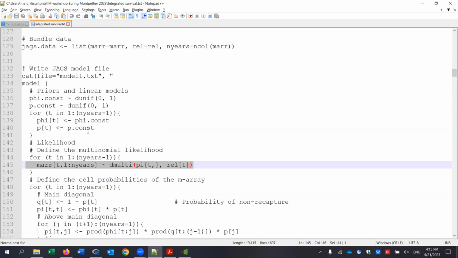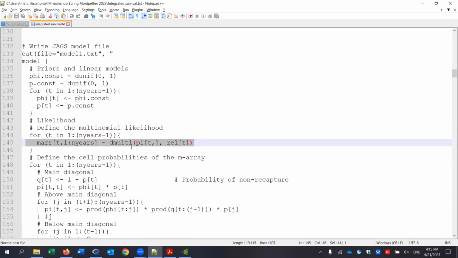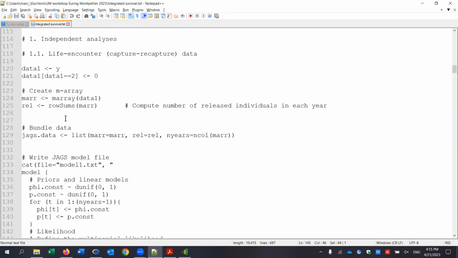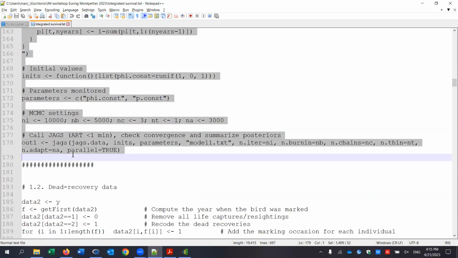And then here we also give priors. Initially these parameters are written as time dependent. I make them constant here. I say all of these time dependent values are the same. And then we give priors uniform between 0 and 1 for these parameters. Right, and then we run the model.